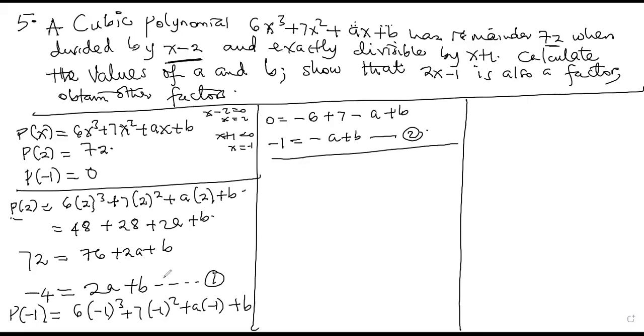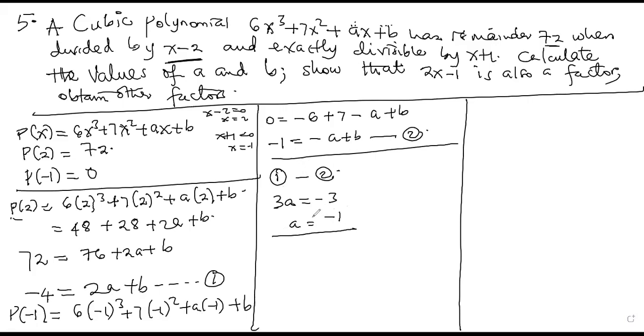Simultaneously, because b and b can be eliminated. So if I get equation 1 minus equation 2, I'm going to have 2a minus negative a, that will be 3a. B minus b, that is 0. So negative 4 minus negative 1, that will give you negative 3, implying that a is equal to negative 1.